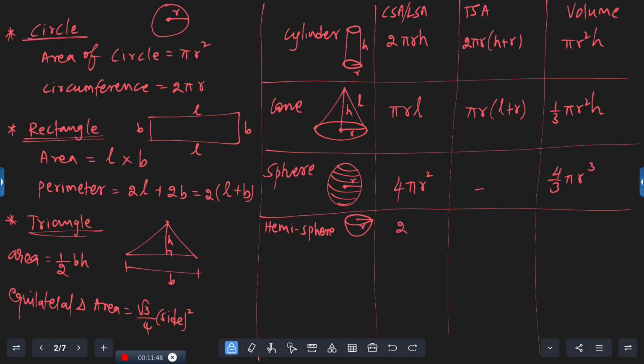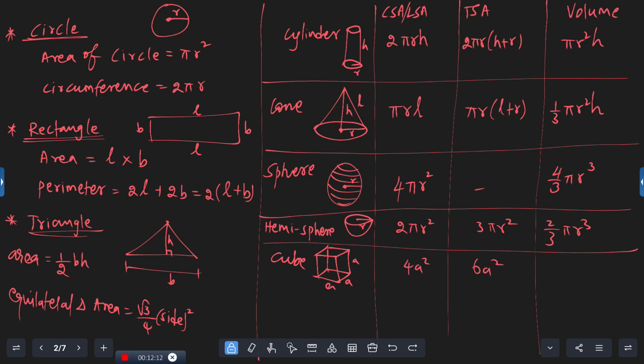So that will be 2 pi r square, 3 pi r square, volume 2 by 3 pi r cube. Next important thing: cube. Cube means all the sides have equal length, a box shape. This is the side. Suppose if I take a, what I get is 4a square, 6a square, a cube.